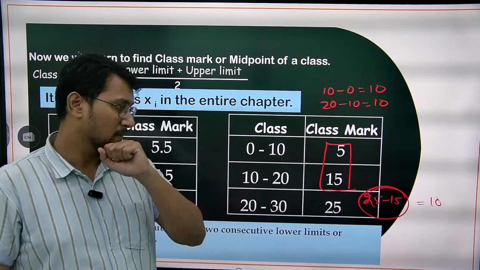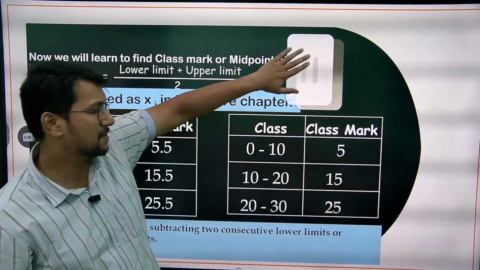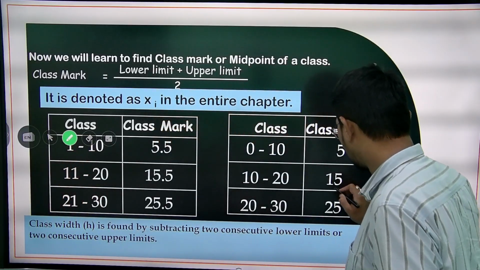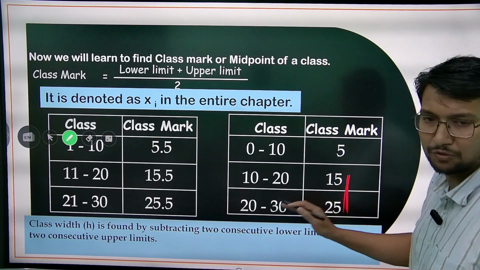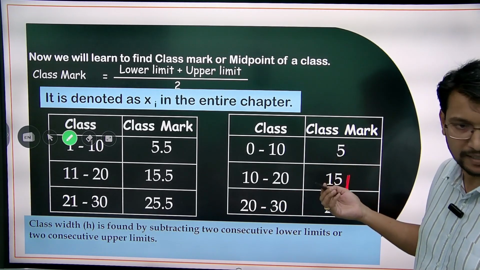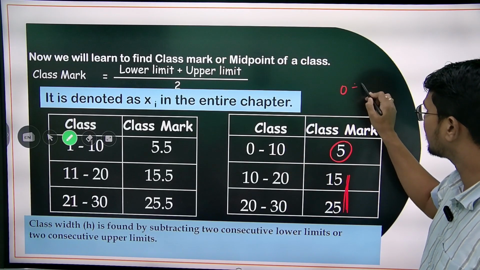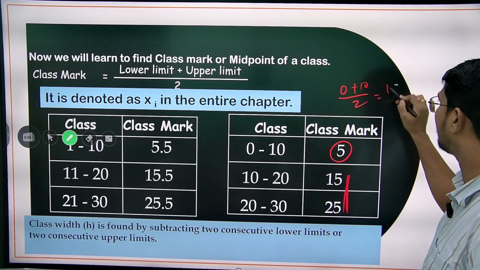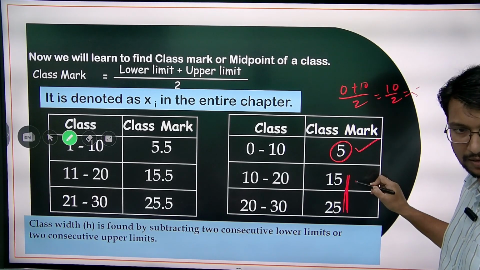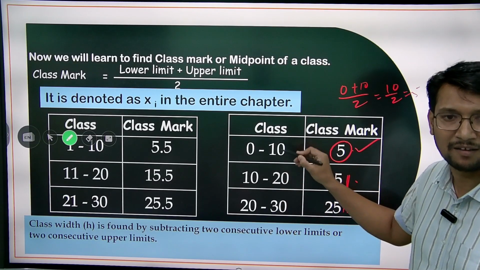That's why you can also find the class mark if you do not know the class marks of these two. If you do not want to calculate these two, how will we find them? We have found this one, 5. How? 0 plus 10 by 2, that is 10 by 2, which is 5. Then how will we get the next one? By adding the class size.